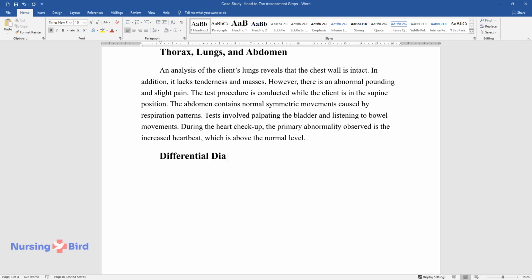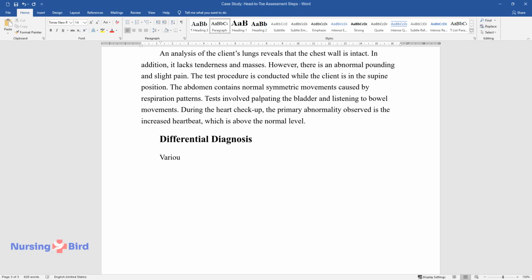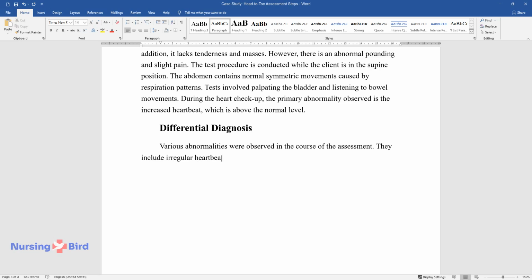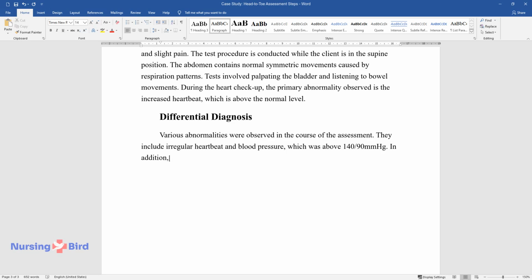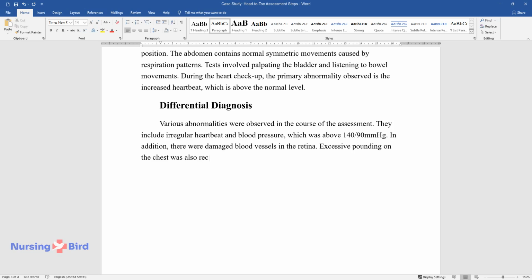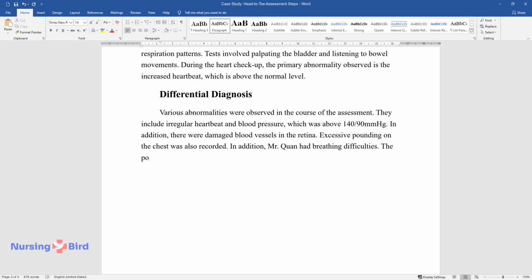Differential diagnosis. Various abnormalities were observed in the course of the assessment. They include irregular heartbeat and blood pressure, which was above 140/90 millimeters of mercury. In addition, there were damaged blood vessels in the retina. Excessive pounding on the chest was also recorded. In addition, Mr. Kwan had breathing difficulties. The possible disease associated with the signs could be hypertension.